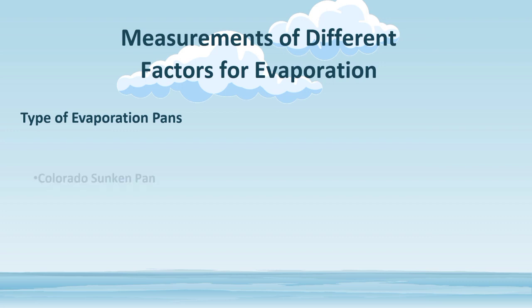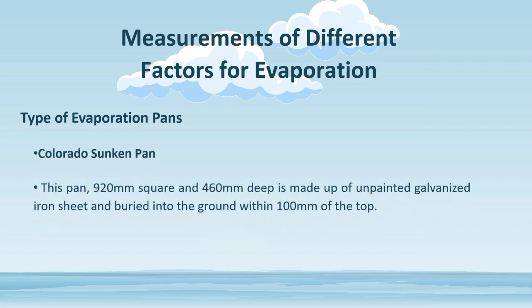Colorado Sunken Pan. This pan is 920 mm square and 460 mm deep, is made up of unpainted galvanized iron sheet and buried into the ground within 100 millimeters of the top. The primary advantage of this pan is its aerodynamic and radiation characteristics are similar to that of a lake. The drawback of Colorado Sunken Pan is difficult to detect leaks, is expensive to install. Extra care is needed to keep the surrounding area free from tall grass, dust, and etc.